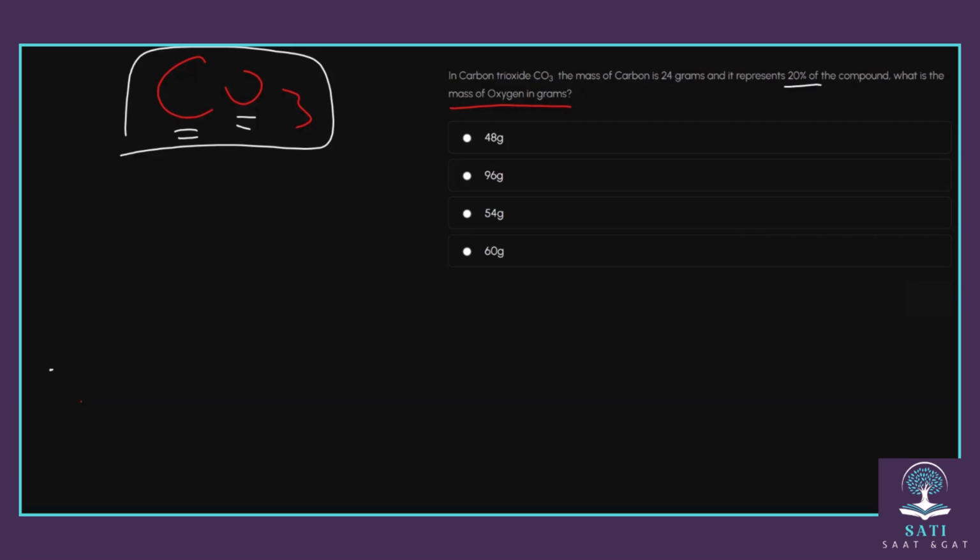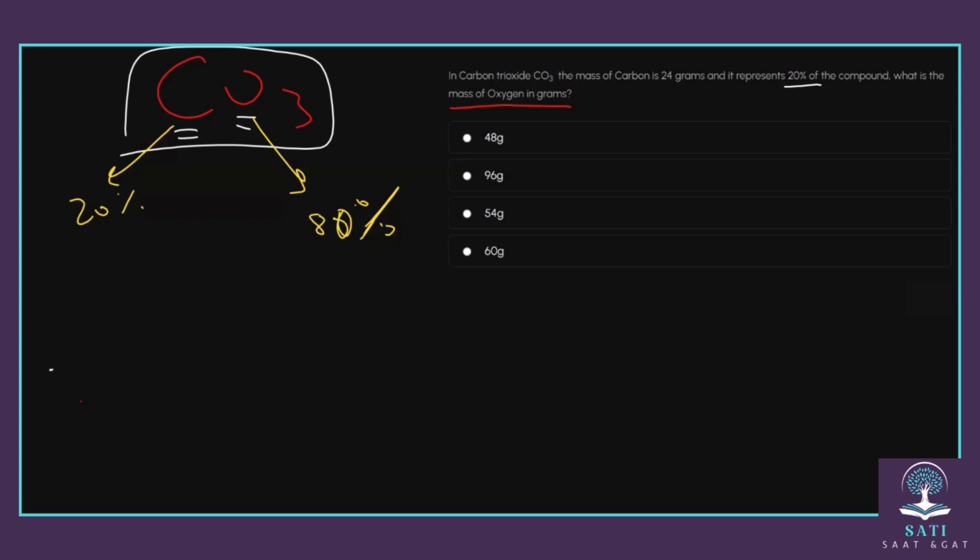So when they say 20%, which is for carbon, if carbon here represents 20%, that means oxygen would represent what? 80%. Why? Because the sum of the percentages has to be 100%. So 20% represents carbon and 80% represents what? Oxygen.